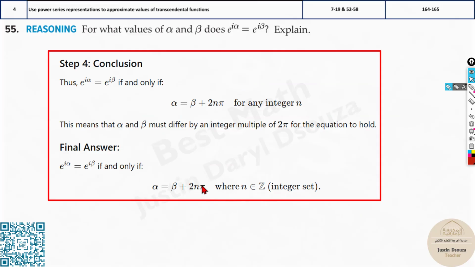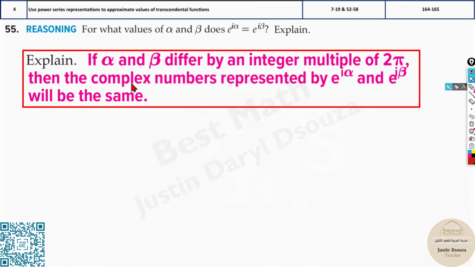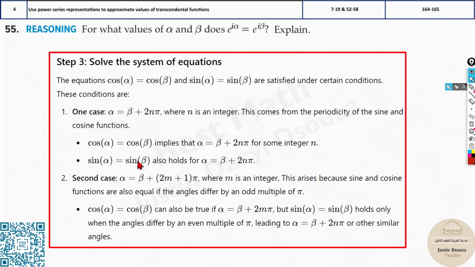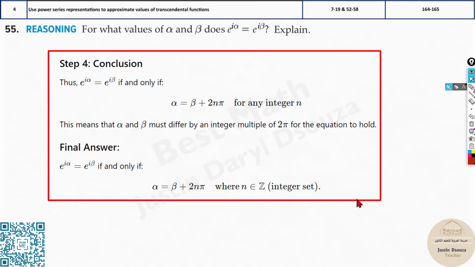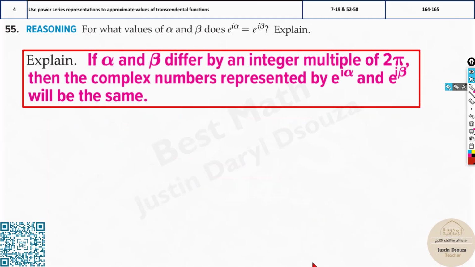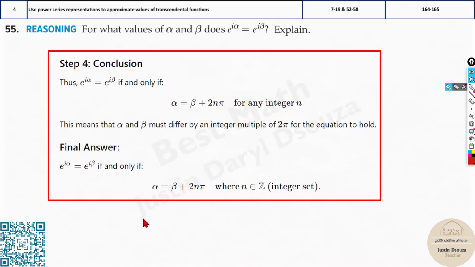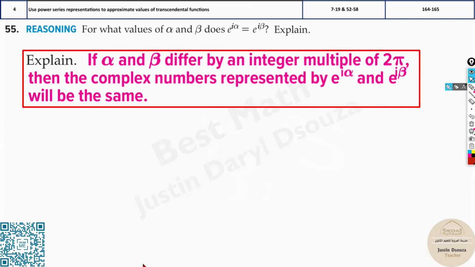Let's look at the final answer. If alpha and beta differ by an integer multiple of 2 pi, then the complex numbers represented by e to the power i alpha and e to the power i beta will be the same. The imaginary part also will be the same, because it's sine. Both are trigonometric functions. 2 pi is the period of sine and cosine. So that's the reason. So here you can see that's the answer. Over here, it's written in detail and it's solved.